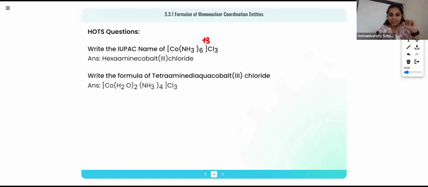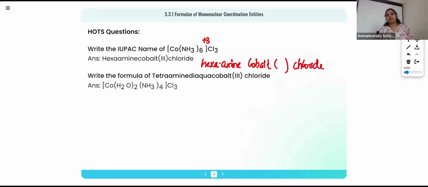So we start from the ligand. 6 ligands are there, so we have to write hexa. Now NH3 is the ligand, so hexaamine. Now the metal is cobalt. It is a part of the positively charged coordination sphere, so we write hexaamine cobalt, and within the bracket the charge of the complex. Now the name of the ionization sphere, chloride.